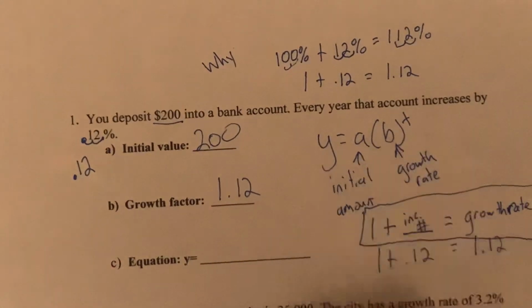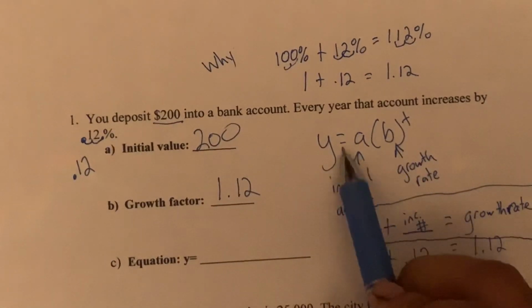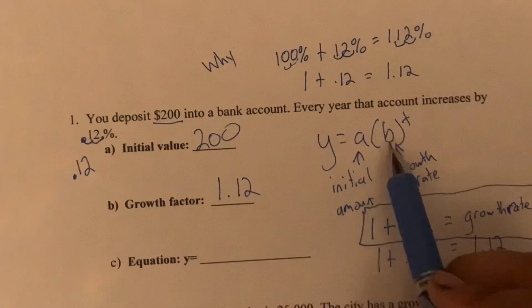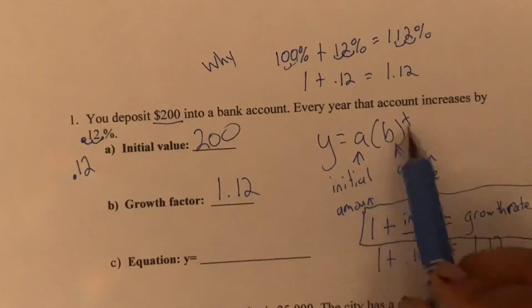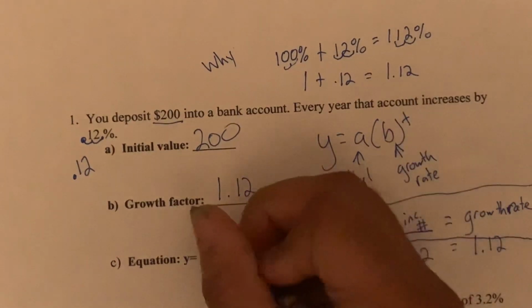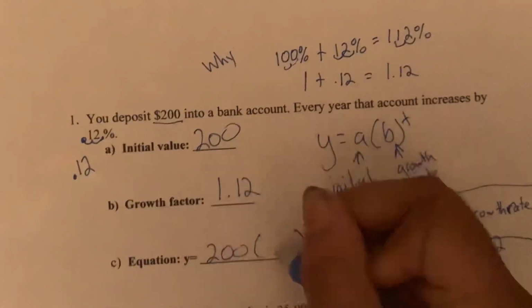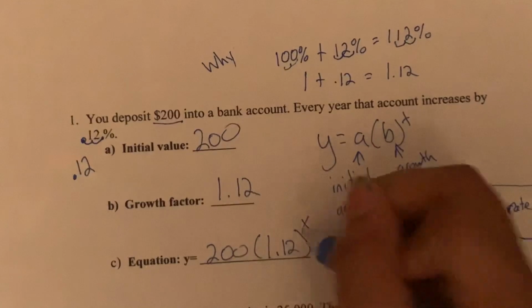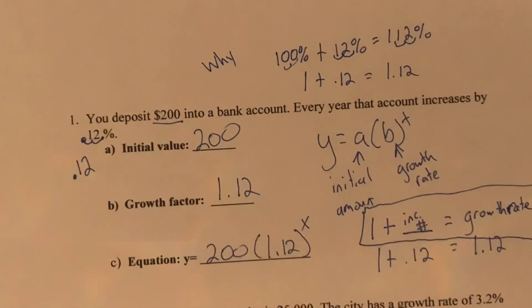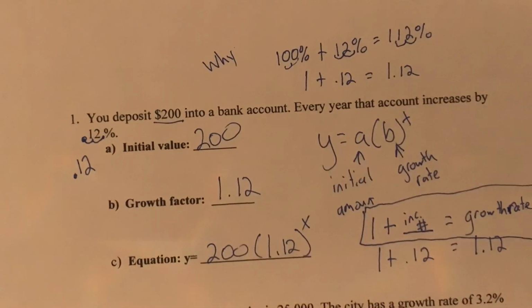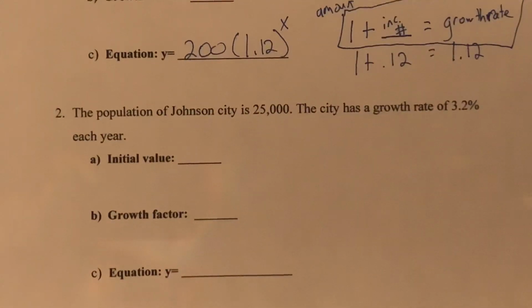So the equation is y equals the initial amount times the growth rate to the x power. So my initial amount is 200. My growth rate is 1.12 to the x power. That's the equation. Okay, another example.